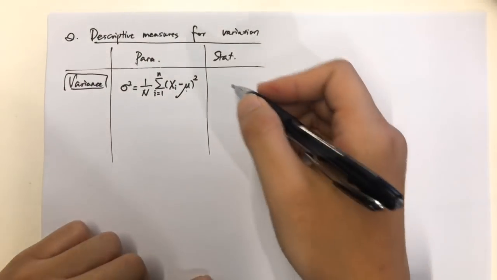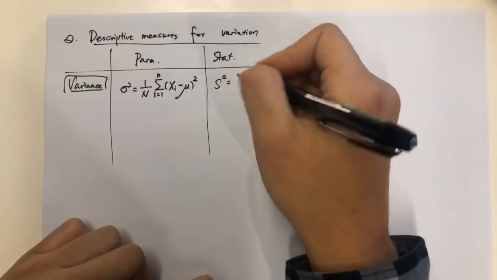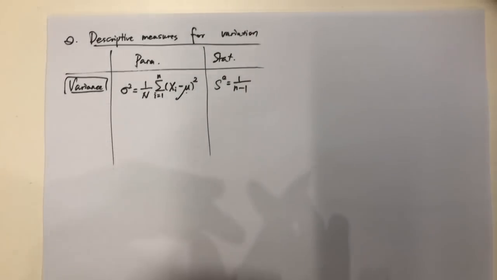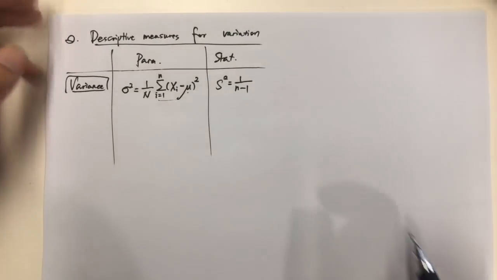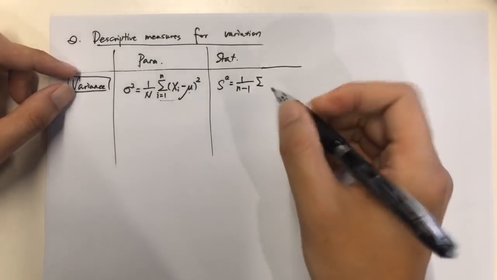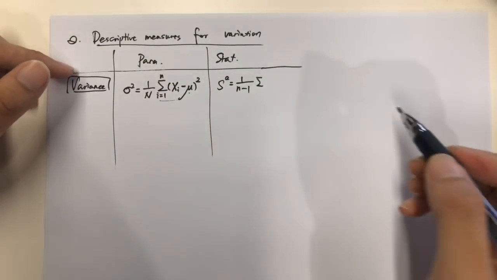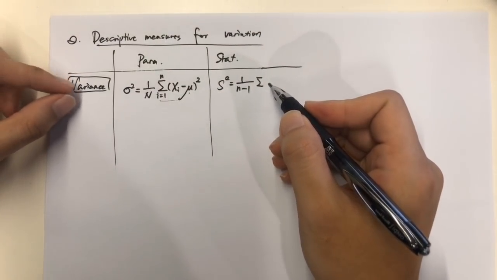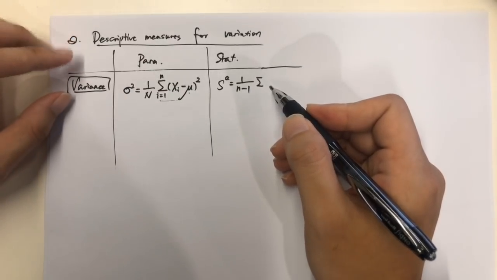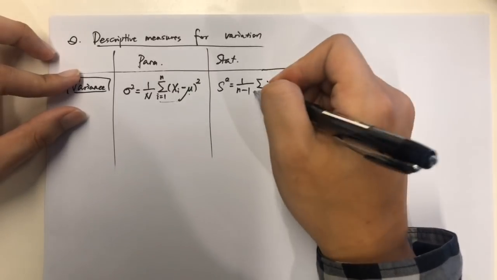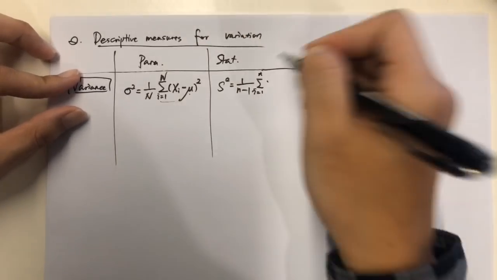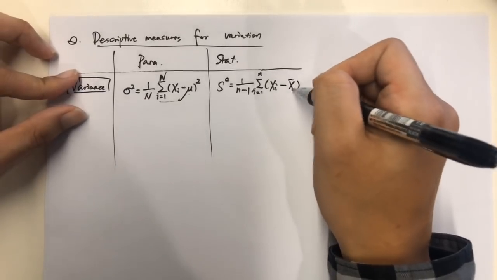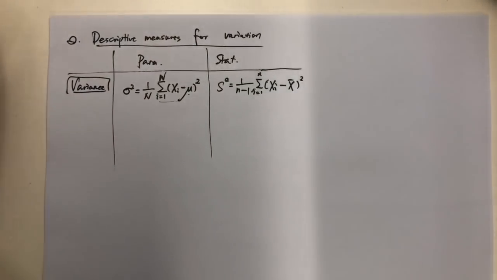Okay, so for the statistic version, it's S squared equals 1 over, here you have to pay attention, N minus 1 instead of N, because N minus 1 stands for the degrees of freedom of the sum of squares. So far you probably don't need to understand why it is divided by N minus 1, but later on when we learn analysis of variance in week 7, you're going to probably have a new understanding of variance, hopefully, okay? So i from 1 to n, here it should be small n for sample size, and for each observed value minus x bar, the sample mean, and squared. So this is variance.